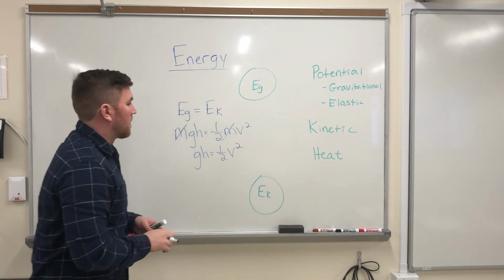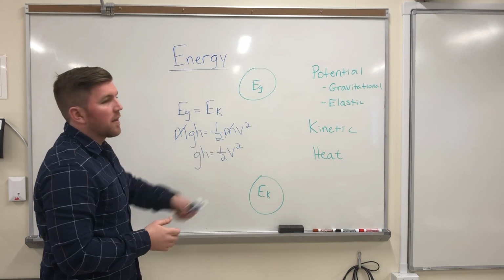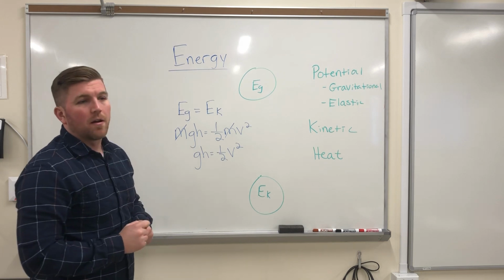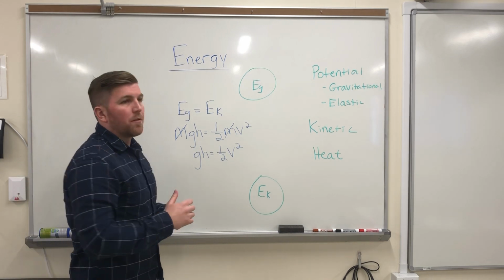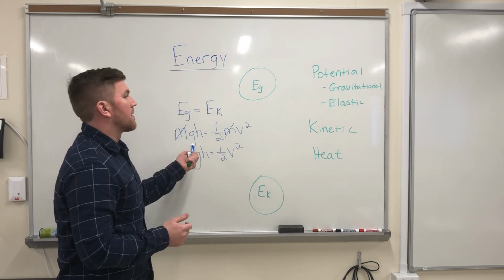And I end up with something like this. Now it should make sense that the masses cancel out, because how fast something falls doesn't depend on the mass. We learned that a long time ago. In the absence of air friction or air resistance, whether you drop a feather or a bowling ball, they're going to fall at the same rate because they're accelerating at the same rate.